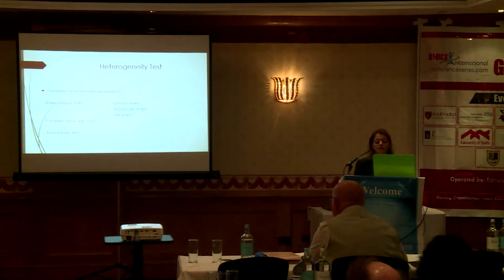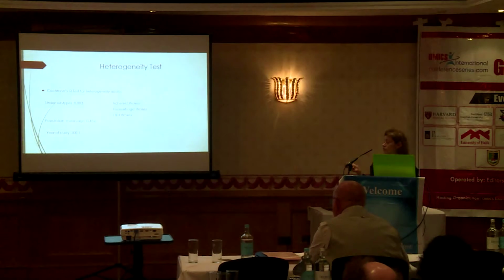Here you can see the results of our heterogeneity test. As I mentioned before, Cochrane's Q test for heterogeneity was conducted for 3 domains: stroke subtypes, population mean age, and year of study. As you can see, only for stroke subtype is it significant, because our significance level was 0.05, and it is lower than that.